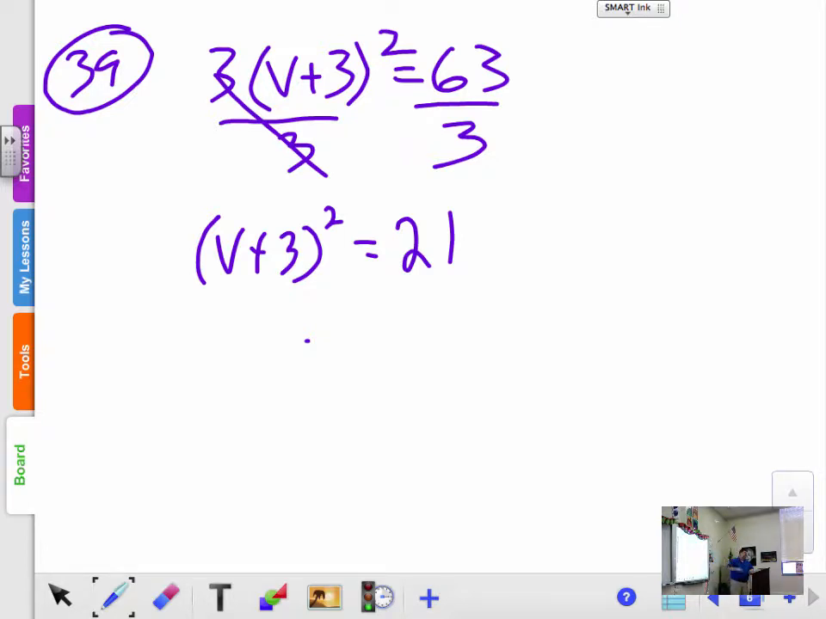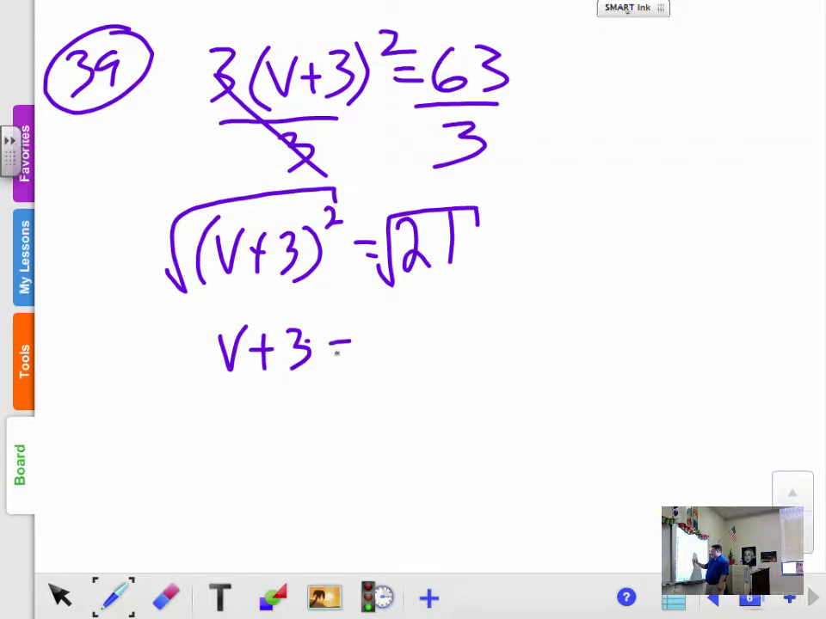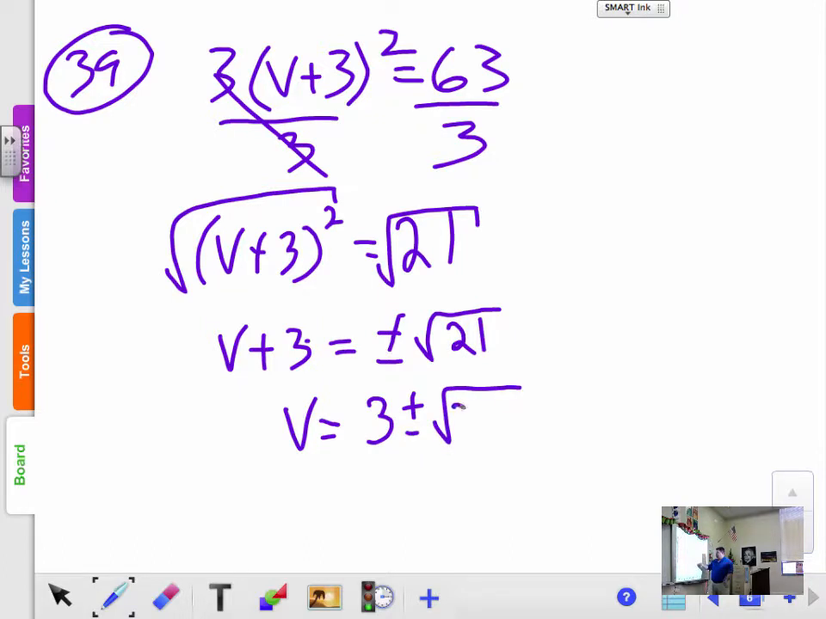Well, I want to get v by itself, but it's trapped in that square. Take the square root of it, right? So if I take the square root of this, then I need to take the square root of that. So I get v plus 3 is equal to plus or minus the square root of 21. All right, then we say v equals 3 plus or minus the square root of 21.